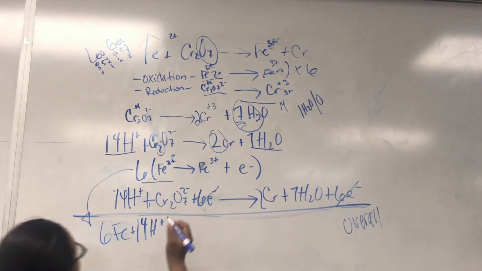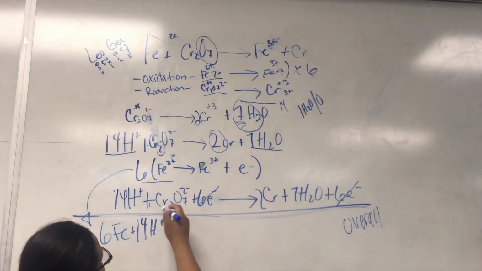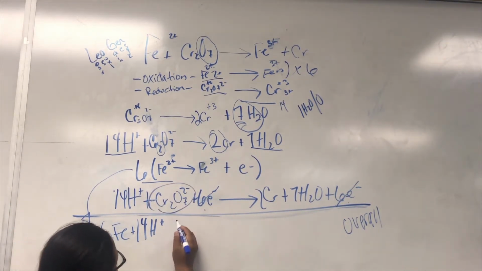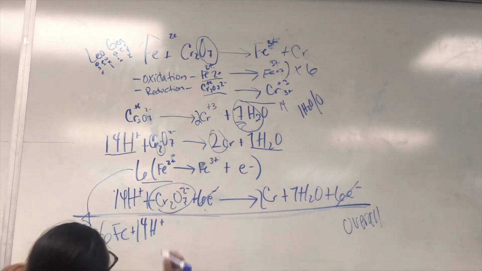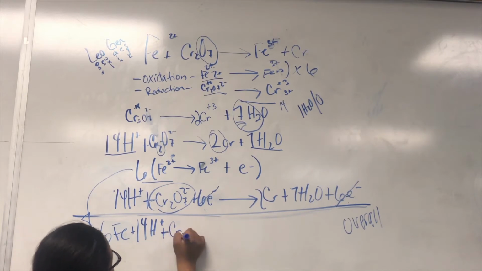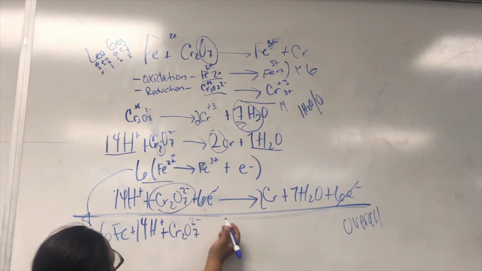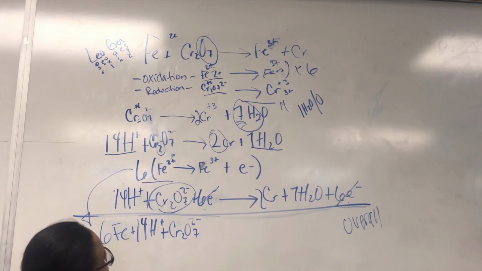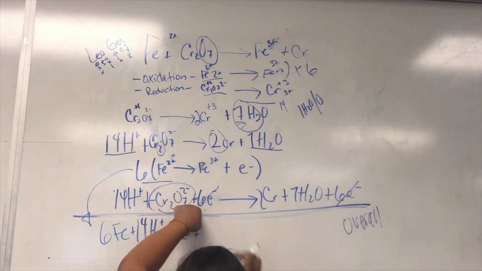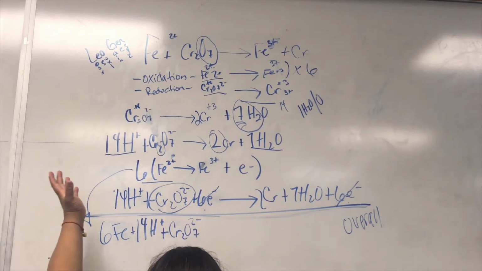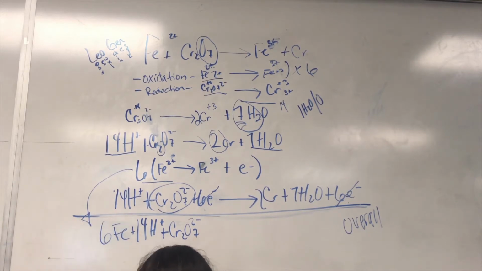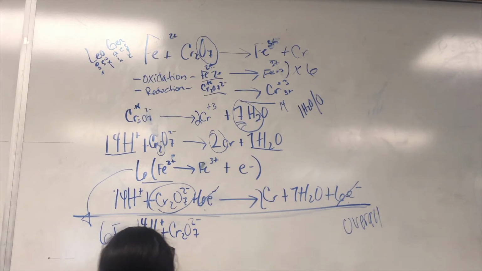So we go on to the next one, which is Cr2O7. There's nothing at the top that would cancel it out, so we bring it down too. And then the 6 electrons were because one side of the equation had more charges than the other. One had 6, and the other one had 12. So we are adding 6 electrons.